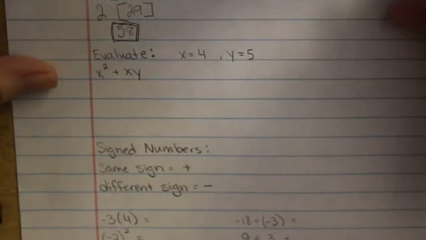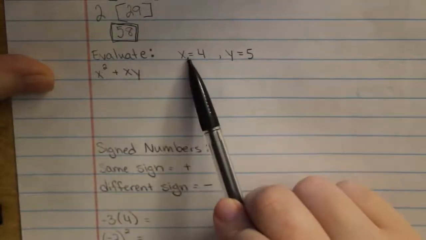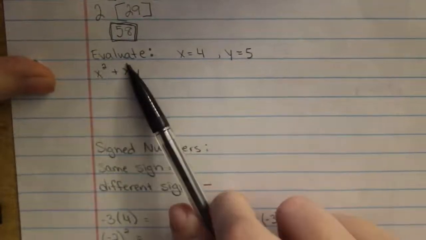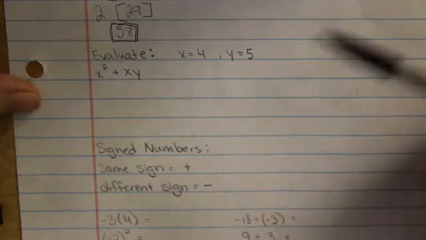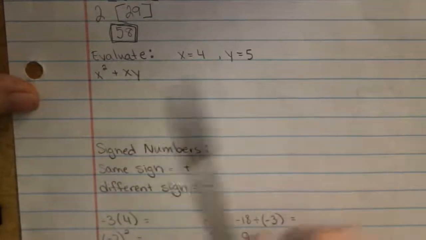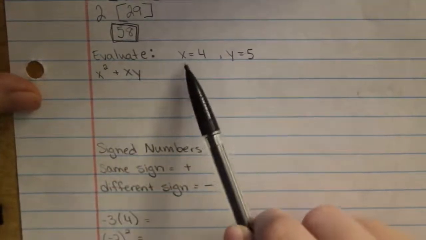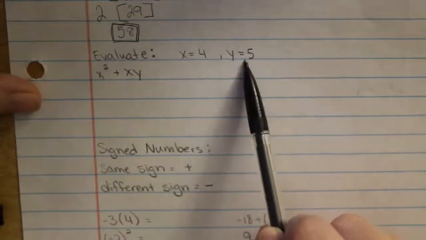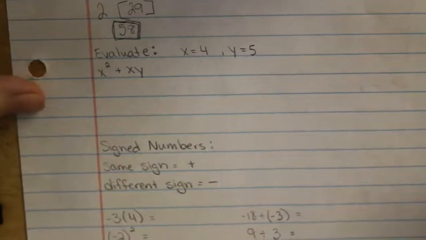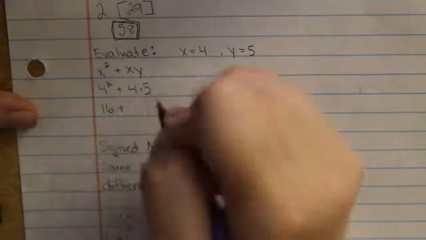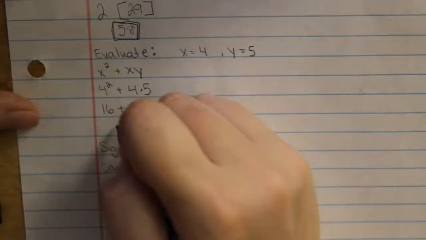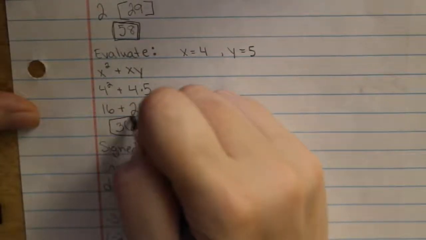Okay, now I'm going to move on to some evaluate. Evaluate is when you're given what x equals and what y equals and you're plugging it into a formula. Now remember, each different time you do these, it may say that x and y are different. So I could change this up and say, what about when x is 2 and y is 3? And you would have to resolve the problem for that. So I'm going to plug it in first. I've got 4 squared plus 4 times 5. So I've got 4 times 4, which is 16, plus 4 times 5, which is 20. 16 plus 20 is 36.